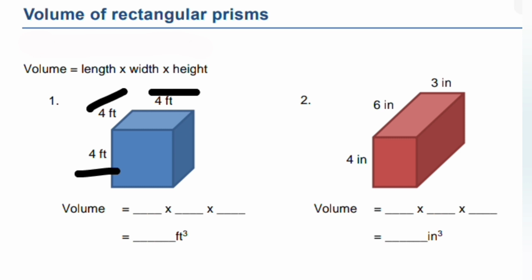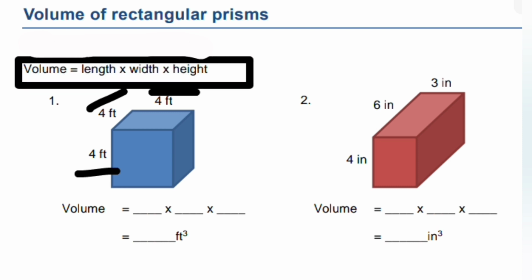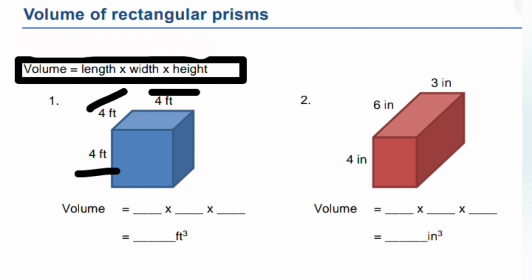So we just need to put the values in this formula and we find out the volume of the rectangular prism. So I just write over there: length is 4 and width is also 4 and height is also 4 in this case. So 4 times 4 equals 16, and 16 times 4 equals 64. That is our final answer, 64 feet cube.